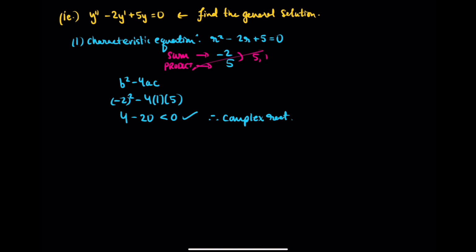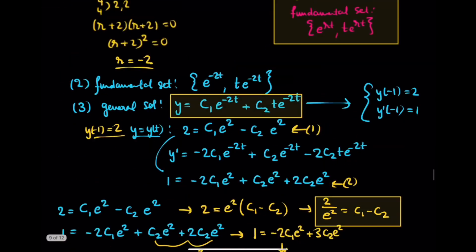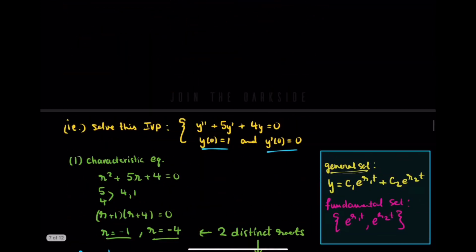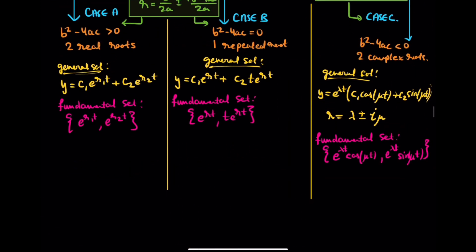Okay, and this is a complex root. So now this is a case C, right? So therefore, if we go back up, all the way up into our map, then we can copy all of that.